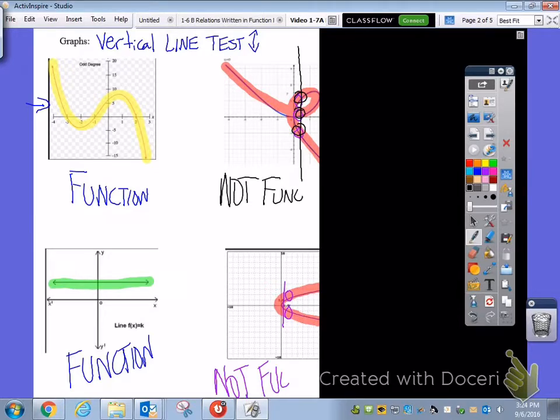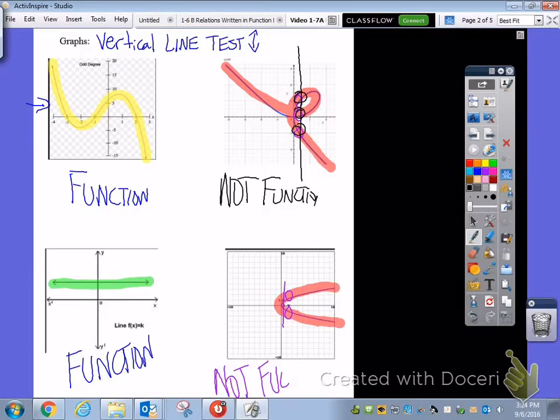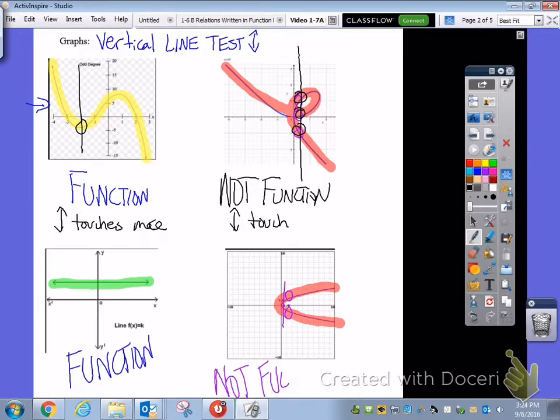Okay? These, when I draw a vertical line, it only hits once. This is 3 times. So a function, vertical line, so the up and down line, touches 1 time. Once, okay? And when it's not a function, the vertical line will touch your graph, and when I say the graph, I mean the design, more than once. It can be twice, it can be 3 times, but if it touches it more than once, it's not a function. Okay?